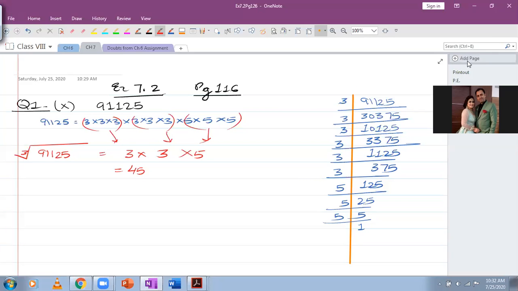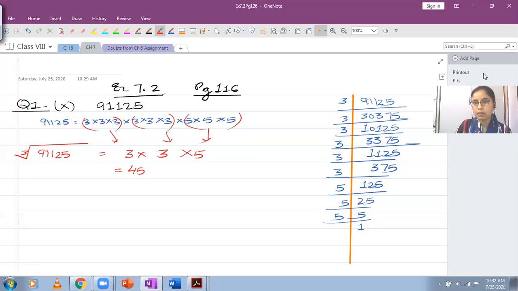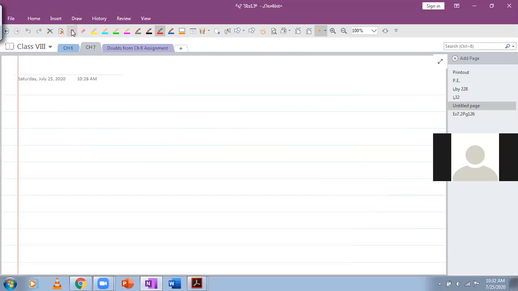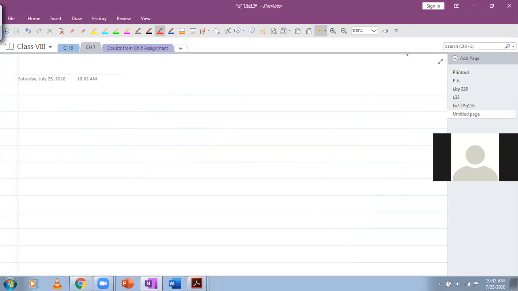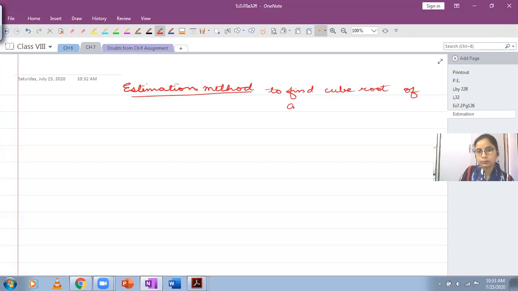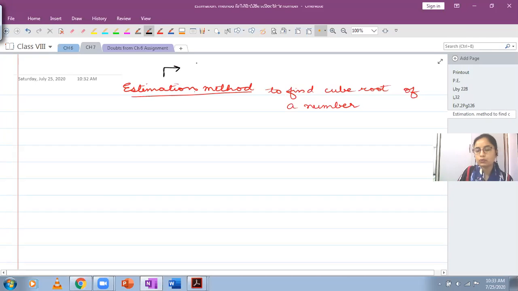Okay. So I would like to just discuss the second method with you, which is the estimation method. You can either note it down or you can just watch. I'm just going to discuss the estimation method to find out the cube root. Now, there is something you want to note about this method, that this particular method can only be used for perfect cubes.